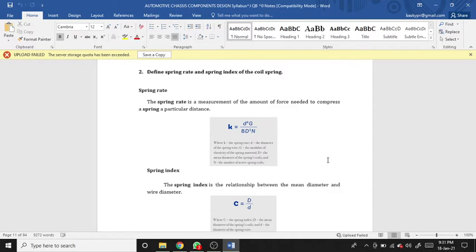Next one, spring index. Okay, so don't confuse between spring rate and spring index. The spring index is nothing but the ratio between the mean diameter to the wire diameter of the spring. Generally the spring index is denoted by capital letter C. So mathematically we can express capital C equals capital D divided by small d. Let C be the spring index, capital D is the mean diameter of the spring, and small d is the wire diameter of the spring.